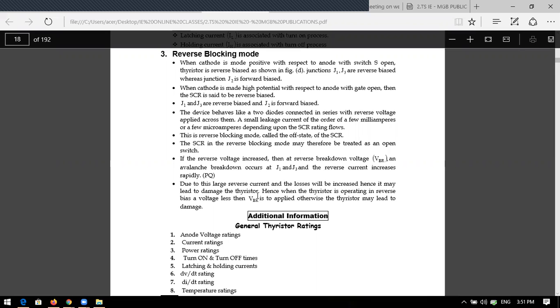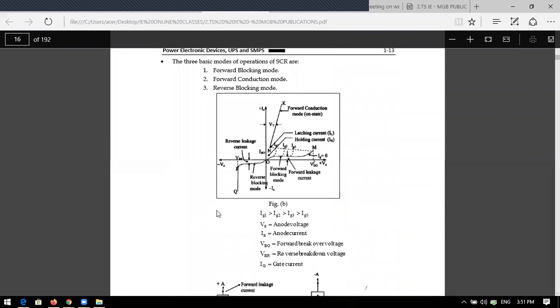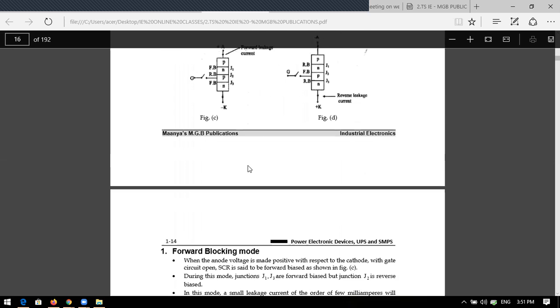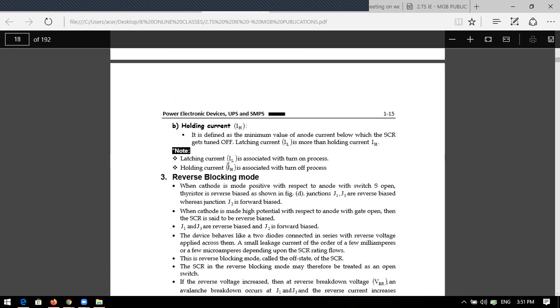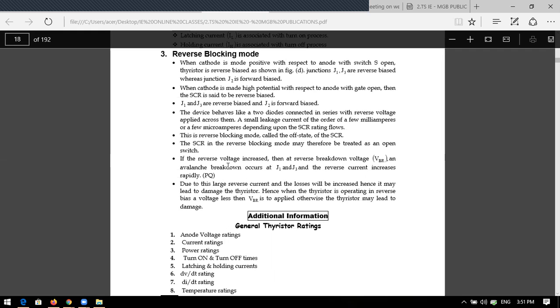The device behaves like two diodes connected in series with the reverse voltage applied across them. A small leakage current, on the order of a few milliamperes or a few microamperes depending on the SCR rating, will flow. Correct or not? Already discussed. A few milliamperes of current will flow in reverse bias, which is negligible. That is called the reverse saturation current in a diode. Here you can call it the leakage current or reverse leakage current.